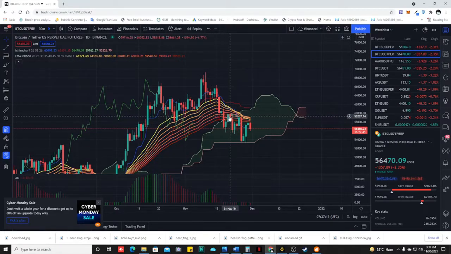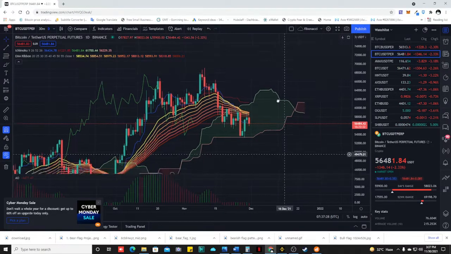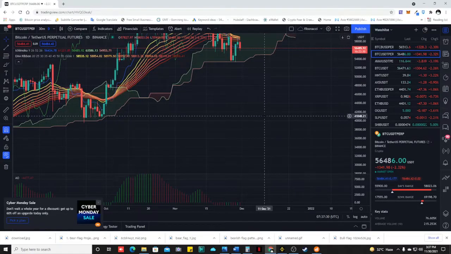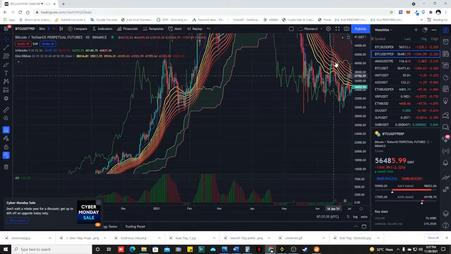Just like this one, it was not able to cross the cloud. It became a strong resistance, so it went down. It tested again, it went down. Now it tests the ribbon, it went down. So if it cannot break the ribbon, the cloud, then there will be open space below. So that's how you use the Ichimoku cloud.